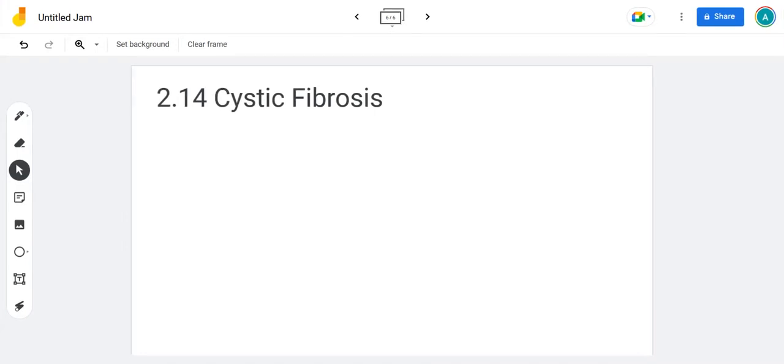Hey there, welcome to 2.14, which is all about cystic fibrosis. So first of all, linking to the previous spec point, the genetics of cystic fibrosis.